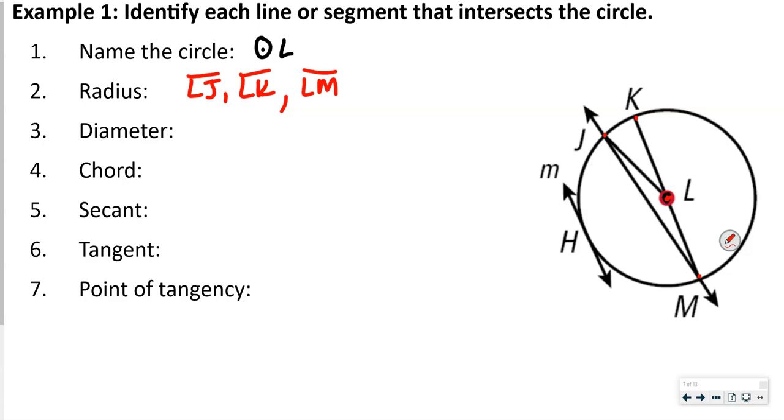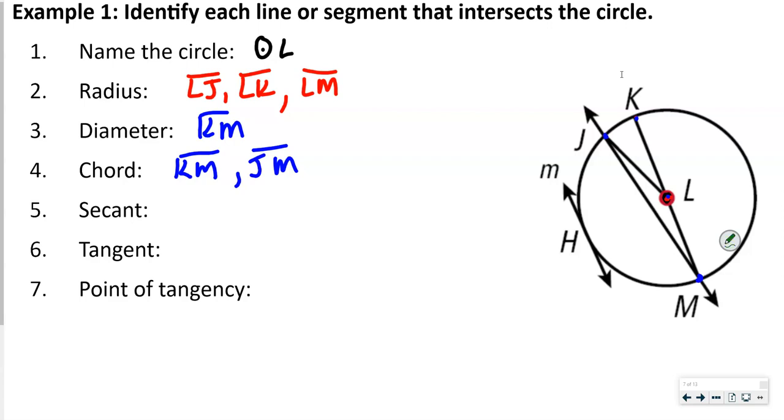Now, a diameter is a segment that goes through the center of the circle, and its endpoints are on the circle. So that would be the segment KM. So that's this one, from K to M, and notice it goes through the center of the circle there, okay? Then KM is also a chord, okay? So KM is a chord. Diameter is always a chord, but there's another chord, and that would be JM, okay? Now, again, if we talk about the endpoints here, J and M, that would be a chord.